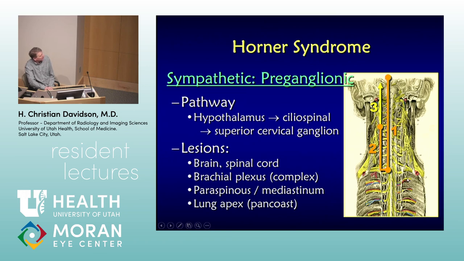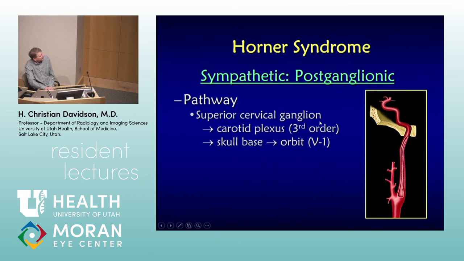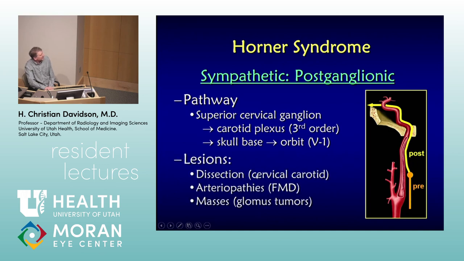preganglionic Horners. Whereas the postganglionic, they come from the superior cervical ganglion along the carotid plexus into the skull base and kind of follow V1 into the eye, into the orbit. So postganglionic, there's the ganglion, and then it follows the artery up and into the orbit that way. So for those, we see it with dissection, arteriopathies like FMD, masses, glomus tumors. Okay.